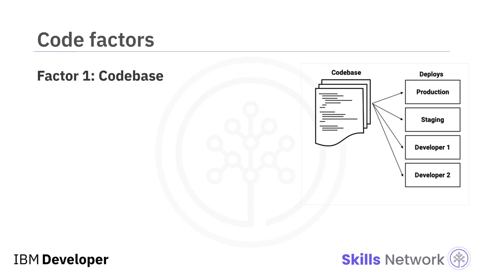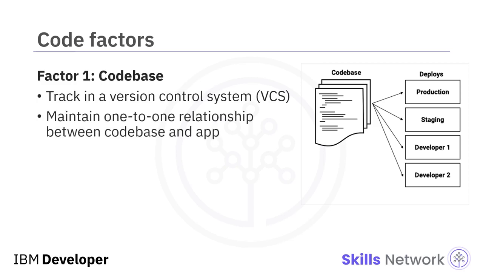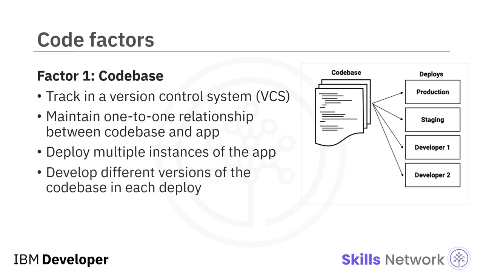The first is Factor 1, Codebase. You should always track the codebase for an application in a version control system such as Git. There is a one-to-one relationship between a codebase and an app. An app should be contained in a single codebase. However, there will be multiple deploys or instances of the app. And while the code base is the same across those deploys, different app versions can be present in each deployment. For example, dev or test environments can have changes that have yet to reach production.